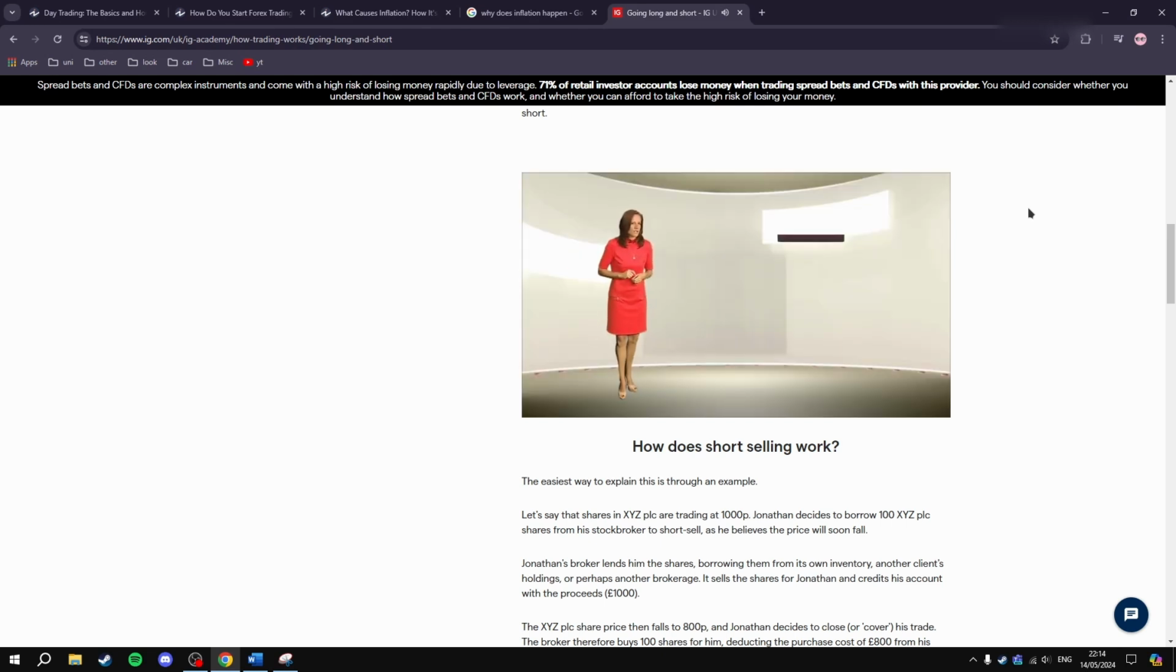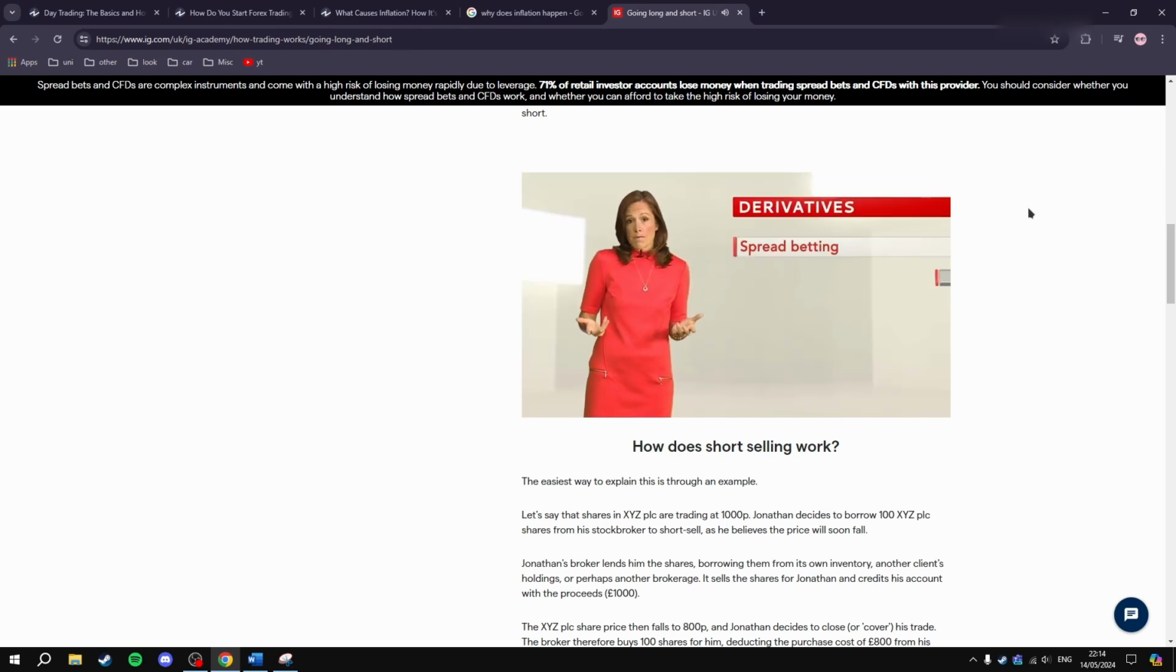But if the price had risen to £36, for example, buying back your shares would cost you £3,600, and that would mean a loss of £200 plus costs. Remember, you always need to buy the shares back at some point as they still belong to your lender. Trading derivatives like spread bets or CFDs makes the process of short selling as straightforward as possible. You never own the underlying asset anyway, so short selling is no more complicated than going long.